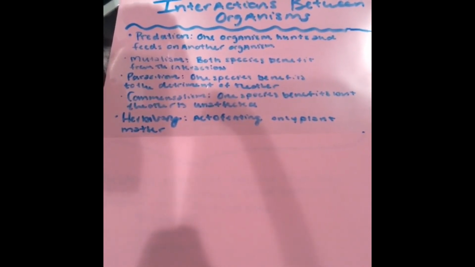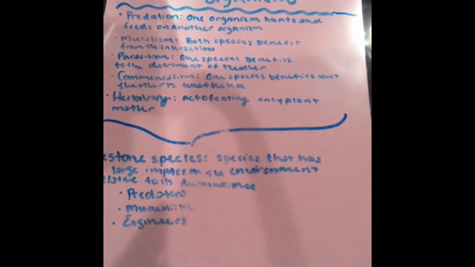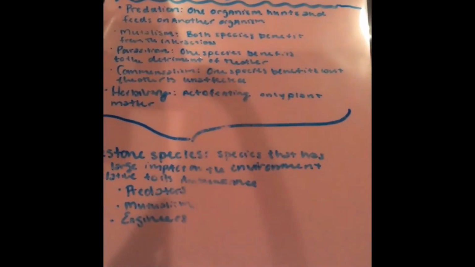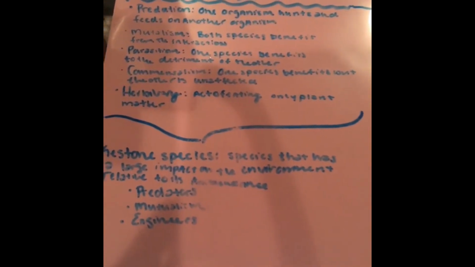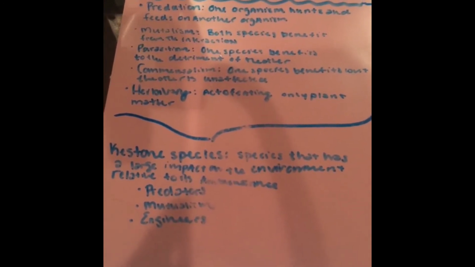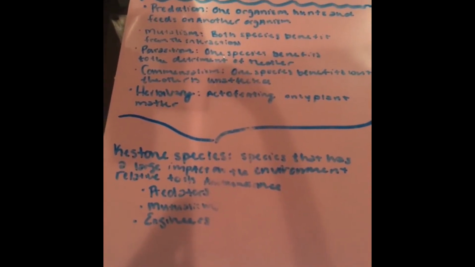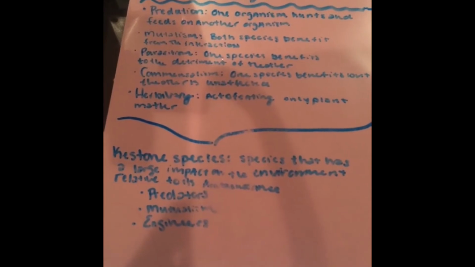Based on these relationships, there exist keystone species, which are species that have a large impact on the environment relative to its abundance. Therefore, slight changes in the numbers of a keystone species could prove to be detrimental to other populations of species within the specified ecosystem. One such example of a keystone species is in the Pacific Northwest, where sea otter populations control the population of sea urchins.